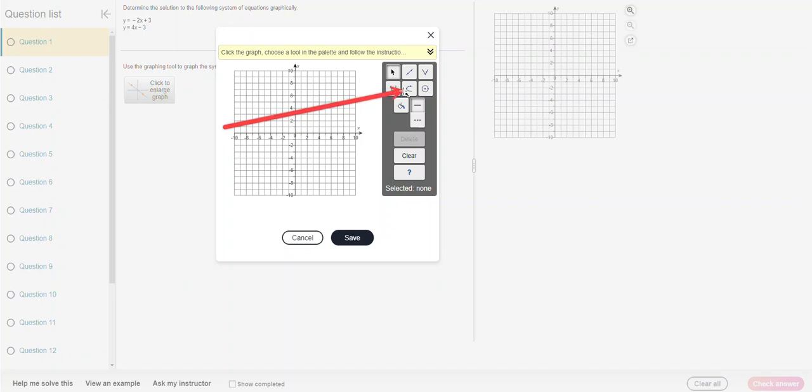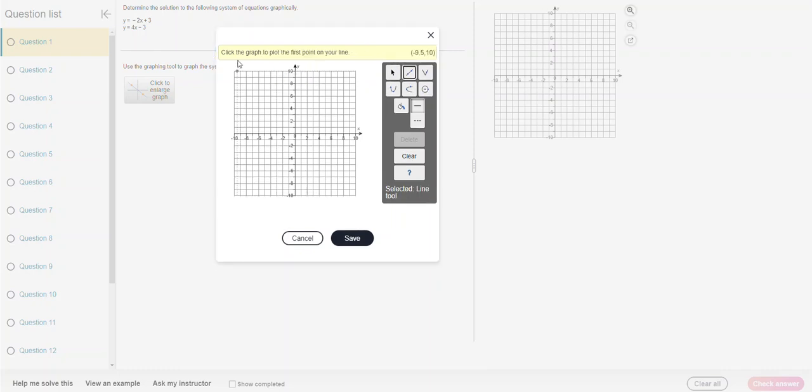And this here is kind of like a sideways parabola. When we talk about functions, we'll see what that is. And this is your circle. But since we're dealing with two linear equations, you're going to click the one that looks like a line. So let's go ahead and do that. So it says click the graph, choose a tool in the palette, and follow the instructions. So let's go ahead and click this tool here.